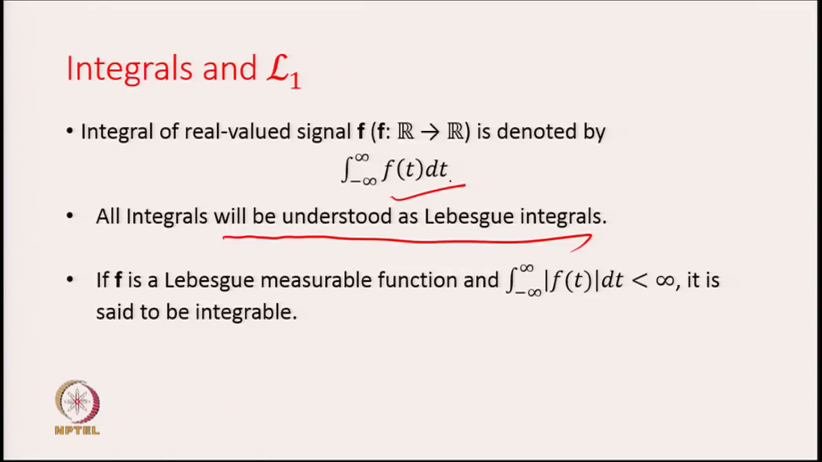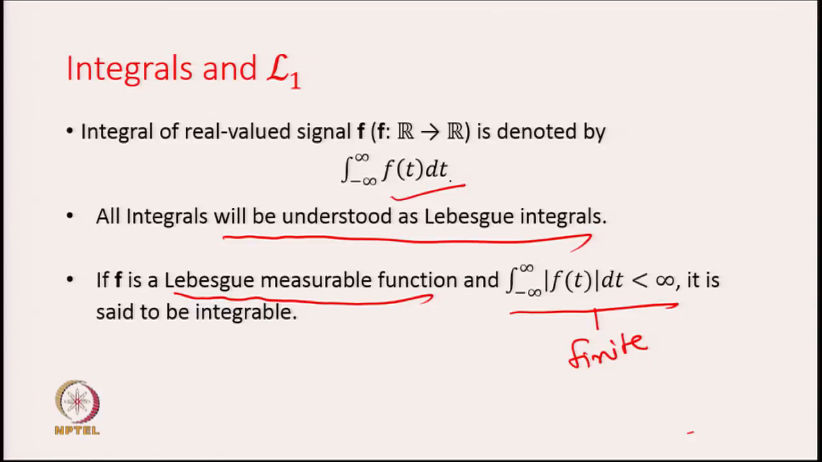Now, we can also define whether a function is an integrable function if it follows two conditions. The first condition is that the function must be a Lebesgue measurable function, and the second condition is that the integration of mod of that function should be finite. If these two conditions are satisfied, then we say that the function is an integrable function, right.